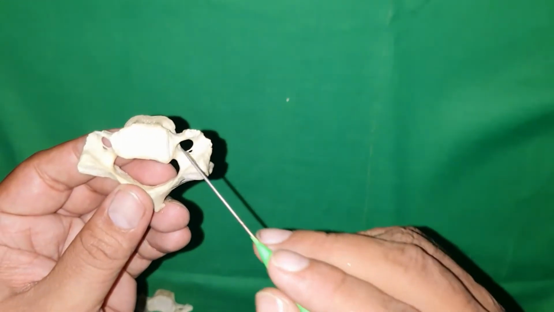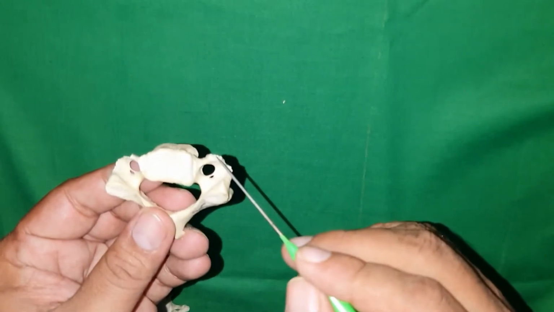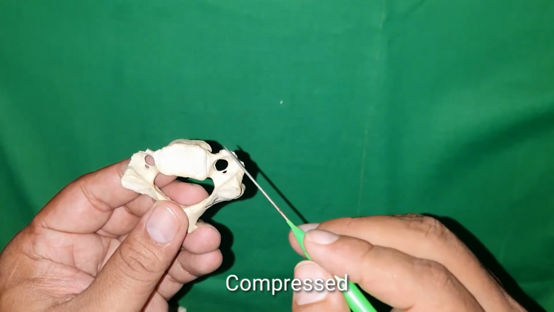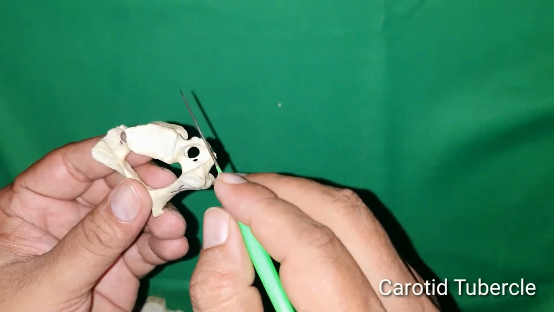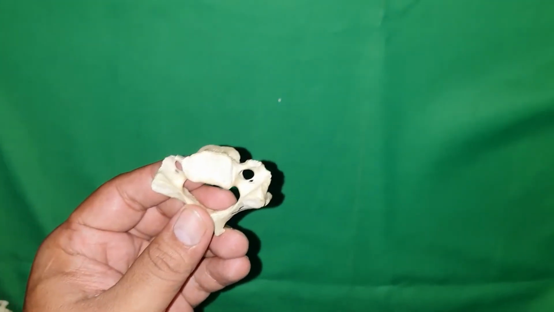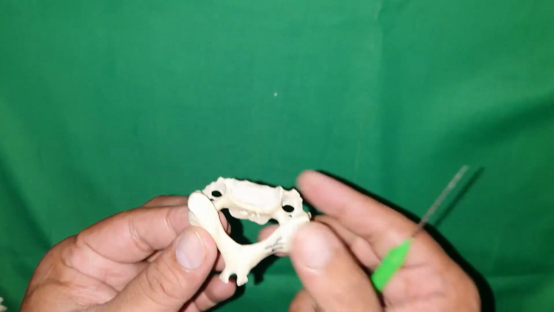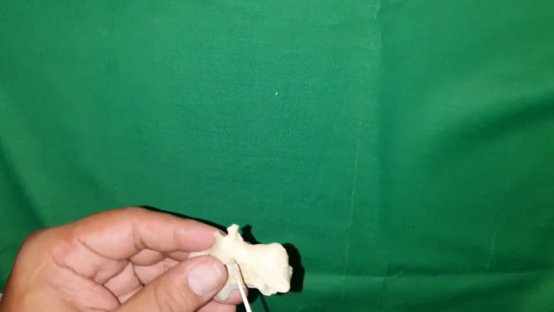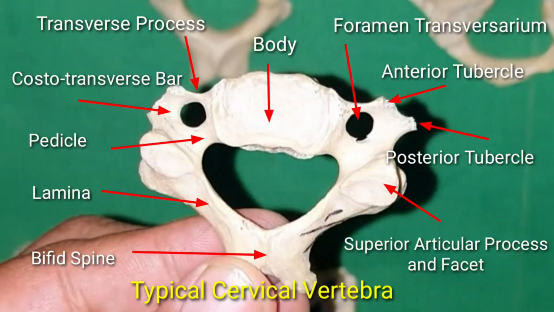Now in case of the C6 cervical vertebra, this anterior tubercle is larger, and the carotid artery can be palpated against it, so it is known as the carotid tubercle, because you can palpate the common carotid artery in front of this. The spine, if you see, is short and it is always bifid. You can see that the spine is bifid.